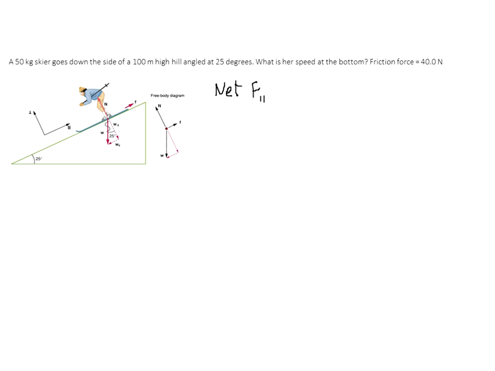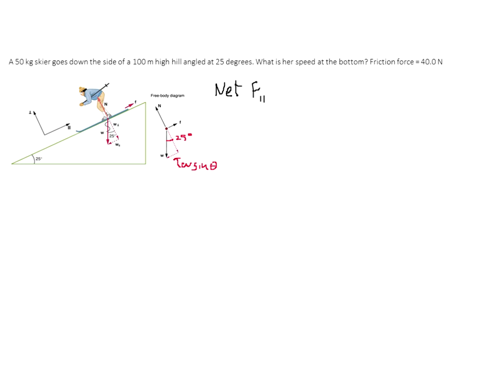The net force in the direction that is parallel to the hill. So what are those forces here? Well, we've got the frictional force, of course, and we have this component. So the hill is angled at 25 degrees, so that makes this angle also 25 degrees. So this component is the opposite. So this is going to be the weight times the sine of theta.